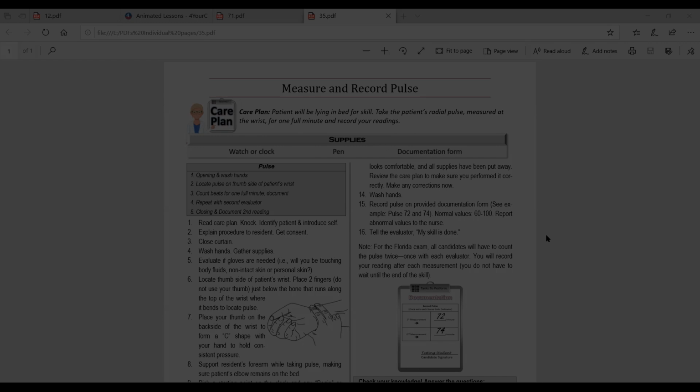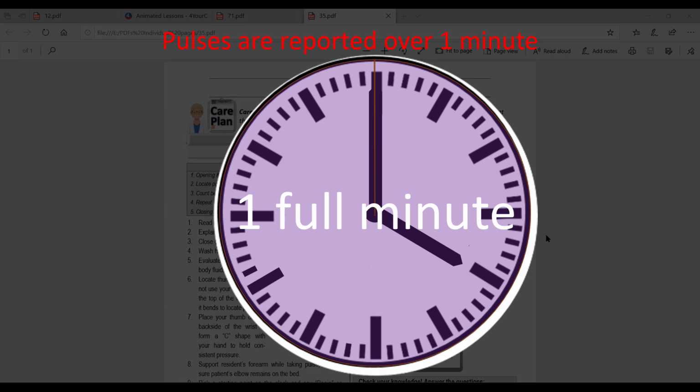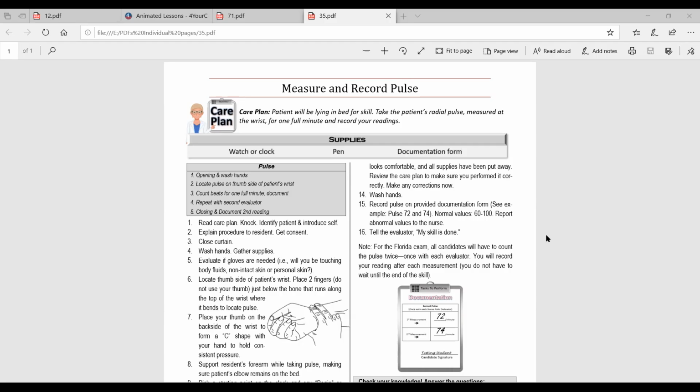It doesn't matter why the nurse wants this pulse counted for 1 full minute. What matters is the nurse wants the pulse for 1 full minute, and that's what we have to do. We don't question why we have to count for 1 full minute. We just do what the care plan says. Moving on, I want to point out that it says the patient's radial pulse measured at the wrist. So this actually tells you where the radial pulse is. We're going to count the patient's radial pulse measured at the wrist for 1 full minute.